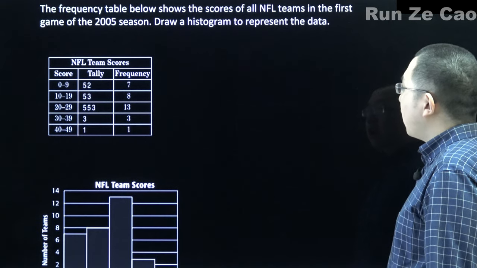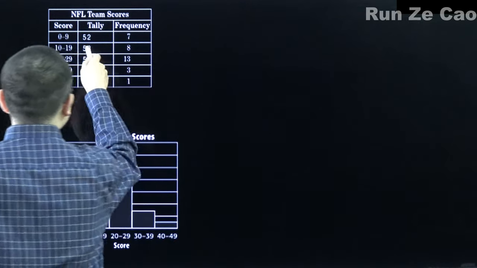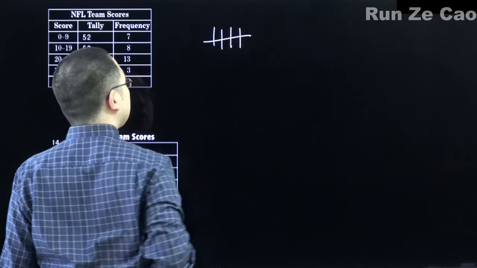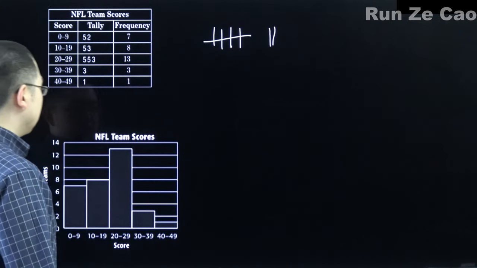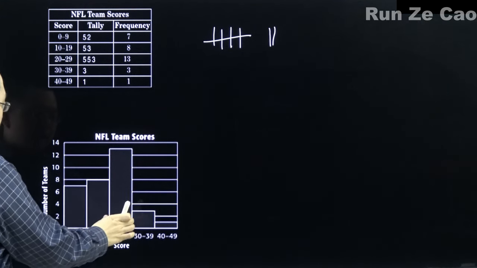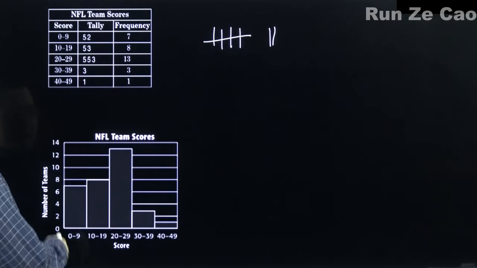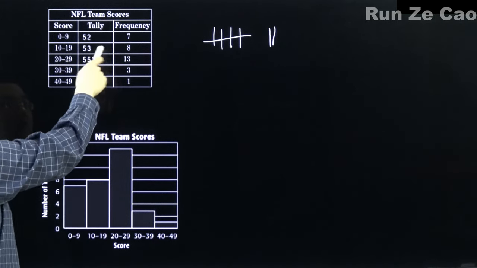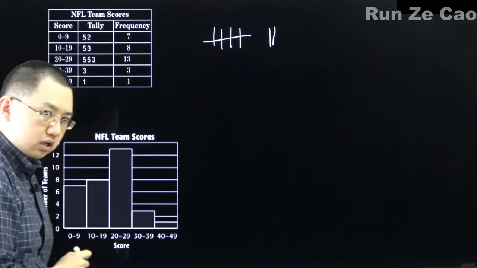So if we had to draw a histogram for this data, the 5, 2 means that we tallied a set of 5 like this. And then we had 2 more. It's just a way of representing the tally. If we had to do this, we would have these bins laid out in equal width bars along the bottom, along the horizontal axis, and then we would have the number of teams on the vertical axis. And this would be the frequency of each bin. That decides the height of each bar.